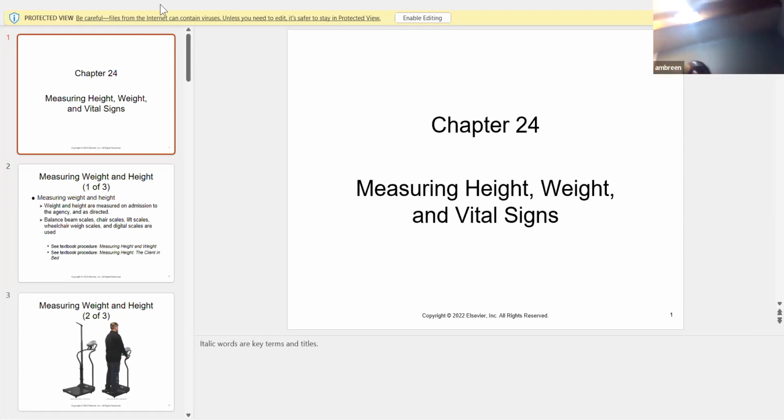Today we are going to do measuring height, weight, and vitals, which is a very, very important part of our job. The reason why we measure the height and weight especially is when your nurse or your doctor has to prescribe medications, he or she prescribes it based on the weight and the height of the person. Clients, residents who are on medications like warfarin, which are all blood thinners.